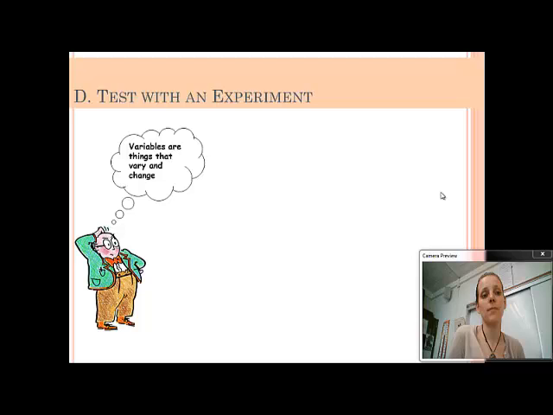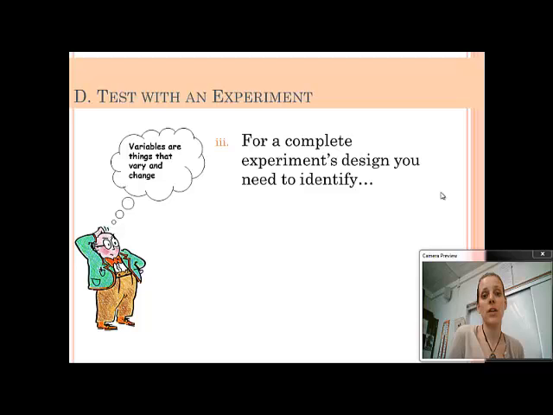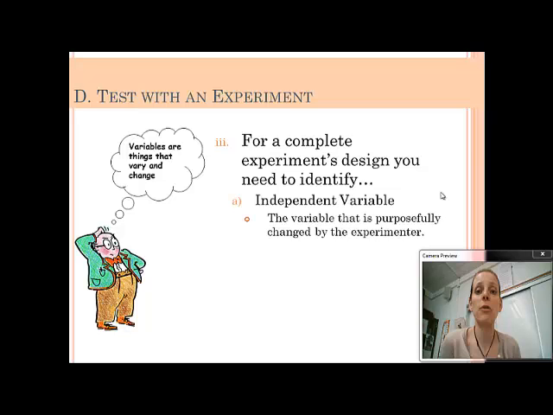Alright, so let's talk about variables. So for a complete experiment's design, you need to identify independent variables, which are variables that are being purposefully changed by an experiment. So for instance, if I want to know what is the ideal amount of fertilizer for growing a particular type of plant, let's say a gardenia, then I would set up an experiment where I would give 4 different gardenias different amounts of fertilizer. That fertilizer is my independent variable because it's what's being changed by me, the experimenter.